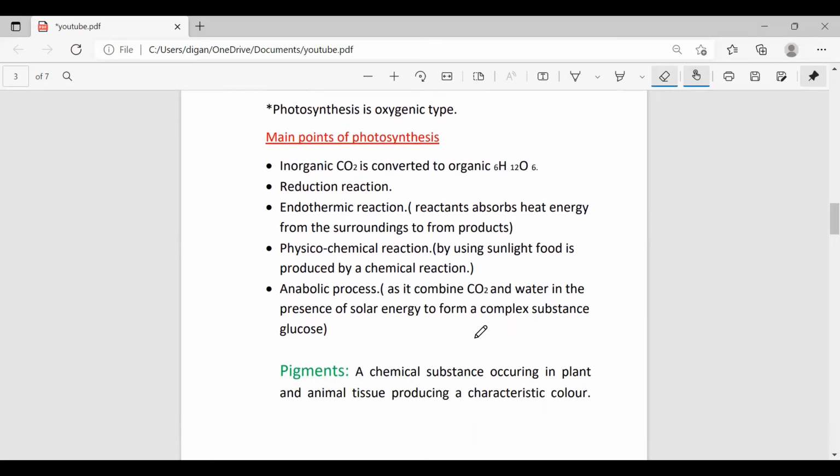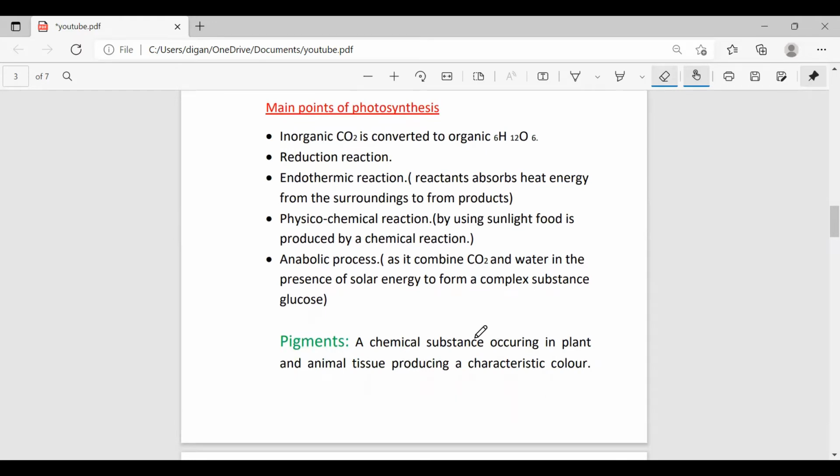Now come to the main characteristic points of photosynthesis. The first point we have to remember is that in photosynthesis, inorganic carbon dioxide is converted to organic glucose. Next, it is a reduction reaction because carbon dioxide is used and as a result glucose is produced, but in glucose, hydrogen is extra present. In a reaction where hydrogen is added, that reaction is called a reduction reaction. That's why photosynthesis is a reduction reaction.